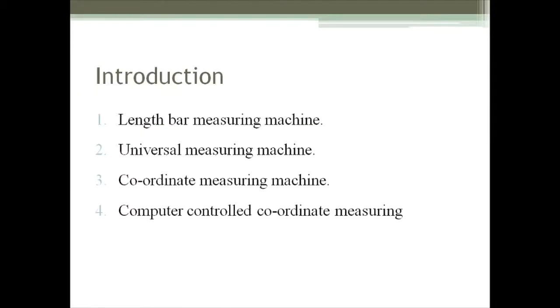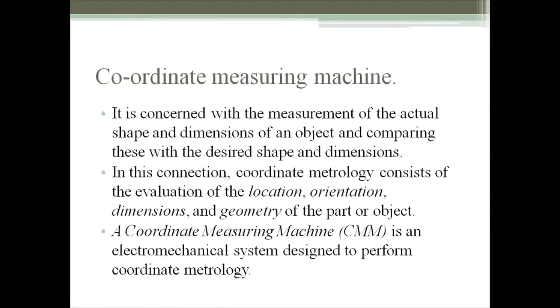So, the measuring machines are of universal character and can undertake work of varied nature. A variety of measuring machines are available, out of which some commonly used are length bar measuring machine, universal measuring machine, coordinate measuring machine, and computer controlled coordinate measuring machine. These are the measuring machines which are used for the measurement purpose. So now let us see about the coordinate measuring machine or CMM.